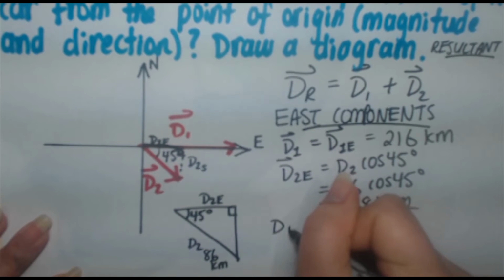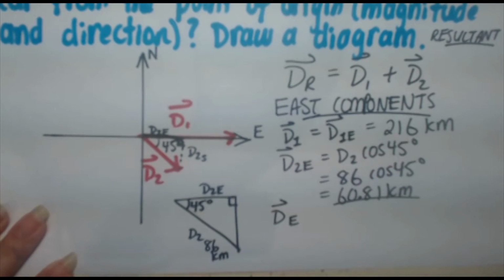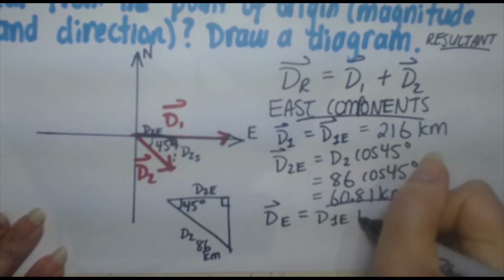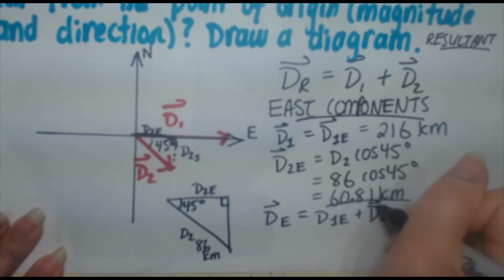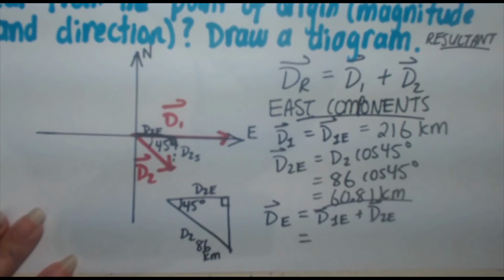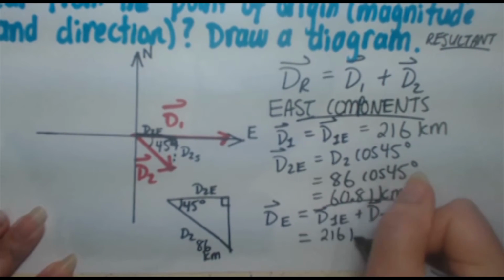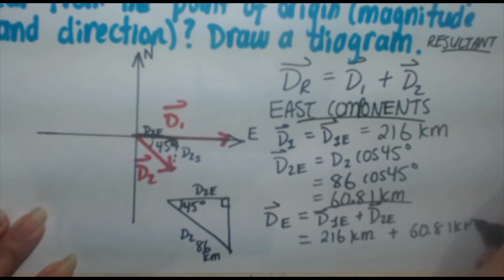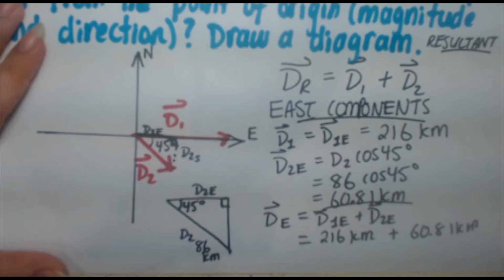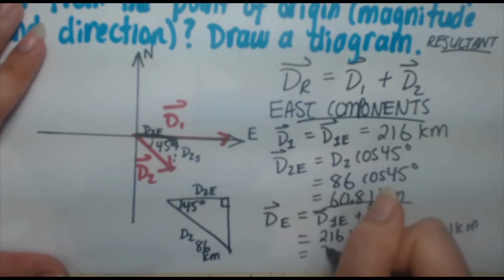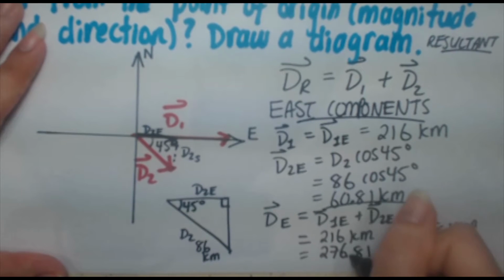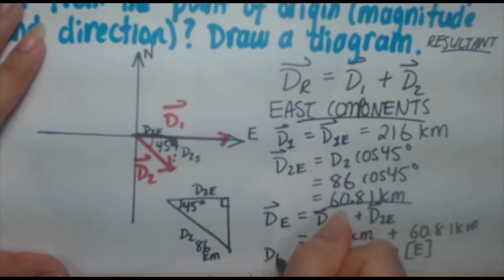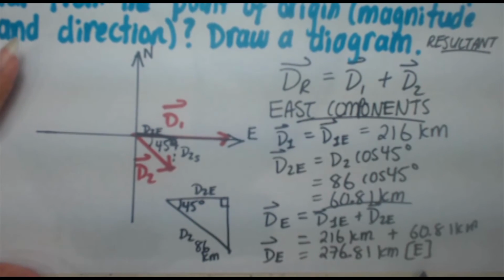Now let's add this up. So the total in the east direction, I'm going to call it d subscript e, is equal to d1e plus d2e. And let's add those together. d1e is 216 kilometers. d2e is 60.81 kilometers. And if we add those two together, we're going to get 276.81 kilometers east.